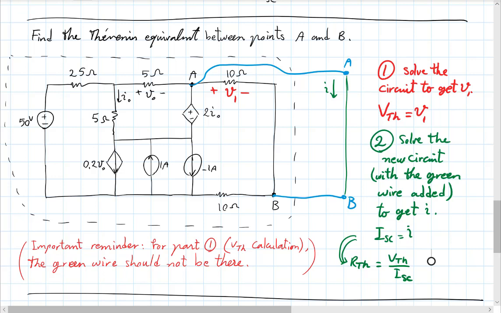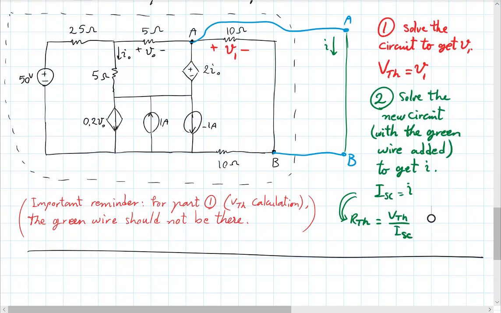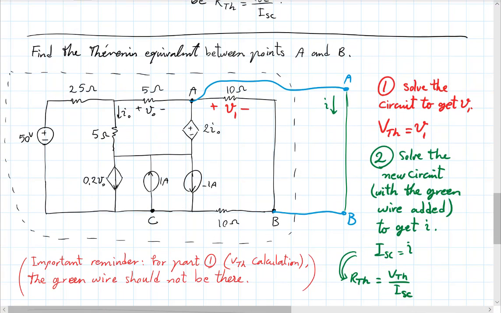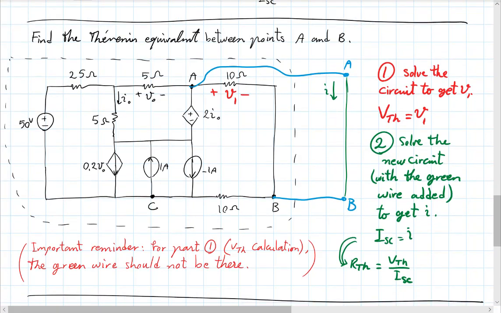Imagine my point B was somewhere else. So let's say I had point C somewhere here. And if I said, give me the Thevenin equivalent between points A and C, now the open circuit voltage I'd be interested in would be the voltage difference between points A and C.